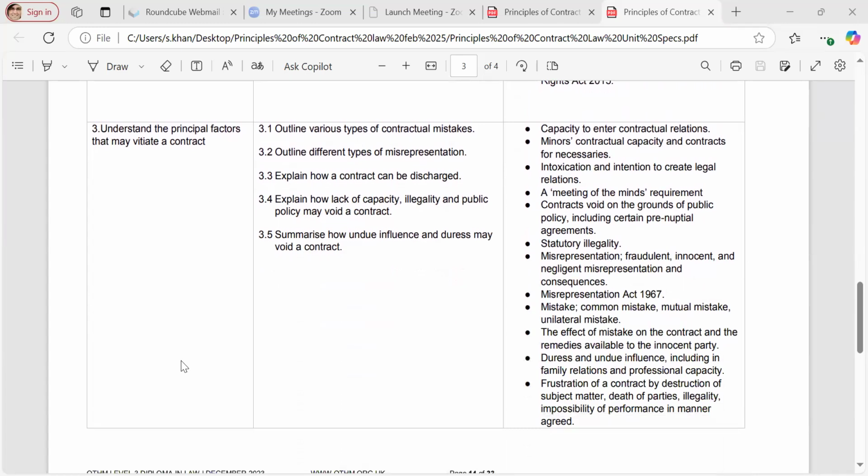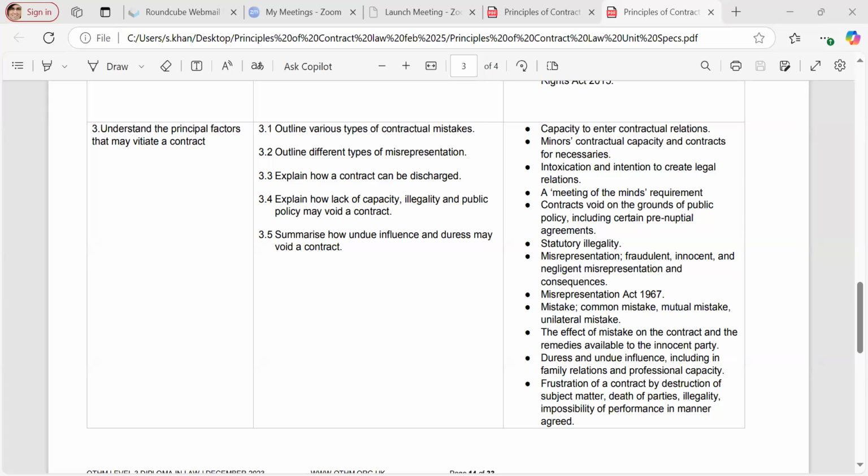In learning outcome 3, we'll look at understanding the principal factors that may vitiate a contract. 3.1 will look at outlining the various types of contractual mistakes. 3.2, outline different types of misrepresentation. 3.3, explain how a contract can be discharged. 3.4, explaining how lack of capacity, illegality, and public policy may void a contract. And 3.5, to summarise how undue influence and duress may void a contract.